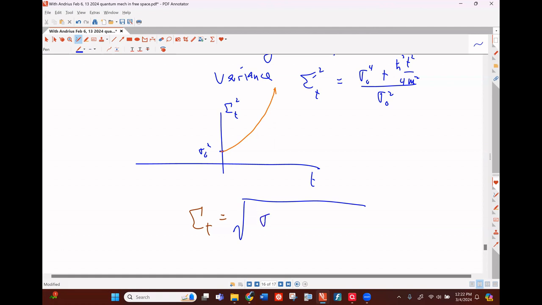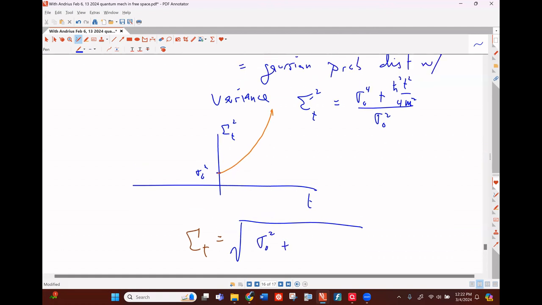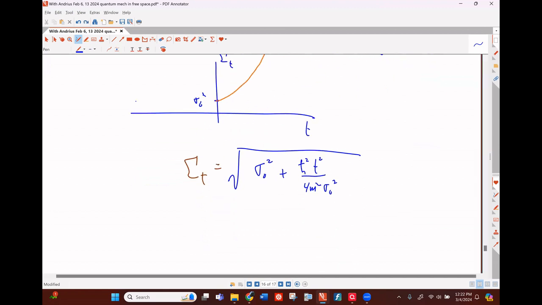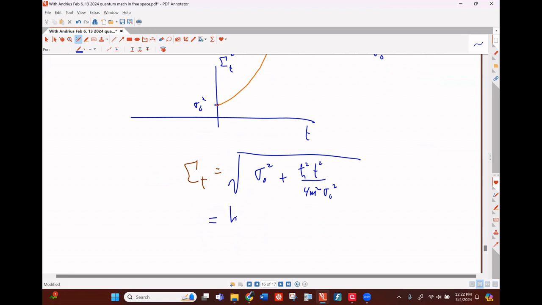It's going to be sigma naught squared plus h bar squared t squared over 4m squared sigma naught squared. I just want to factor this whole thing out. Oh, I see. And then the terms flip around. That's what you did. The left and the right change. Okay, that's what I was missing.